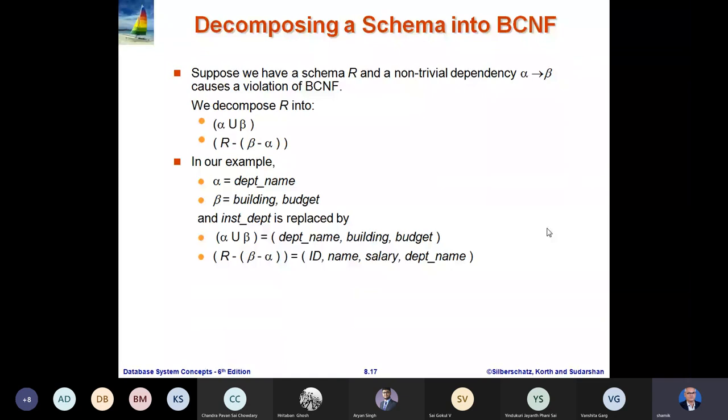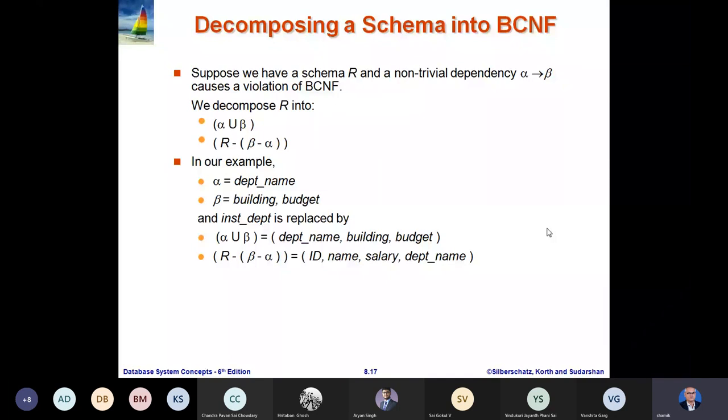And remember that R etc. are all schemas, meaning these are all collections or sets having different columns, as R is a set with different columns as its elements, and similarly alpha and beta are also sets of columns. So it makes sense to carry out this set operation. So we simply decompose R into two relation schemas, R1 and R2, where R1 is alpha union beta and R2 is R minus beta minus alpha.